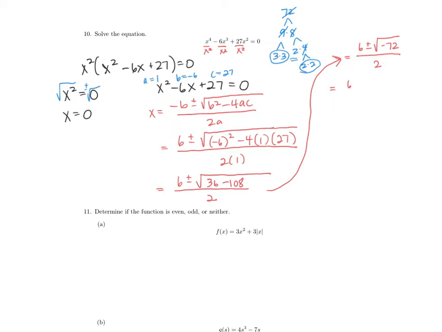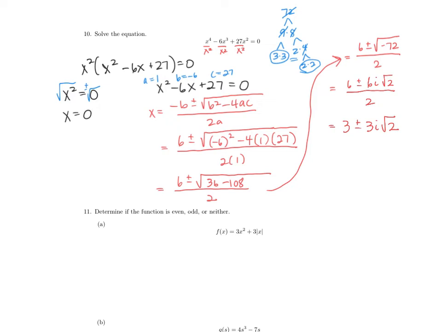So we'll have 6 plus or minus, okay, the negative comes out as an i also. So we're going to have 6i square root 2 over 2. Okay, so again, the negative in front of that 72 comes out as an i. Now what we want to do is reduce. So we can divide each piece by 2. So we're going to have 3 plus or minus 3i square root 2.